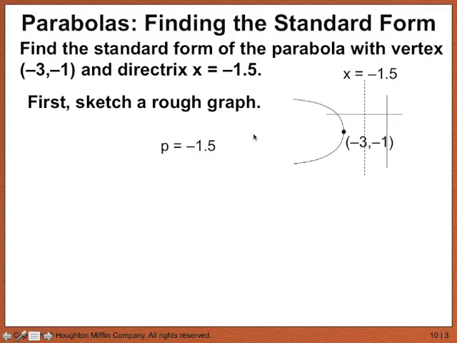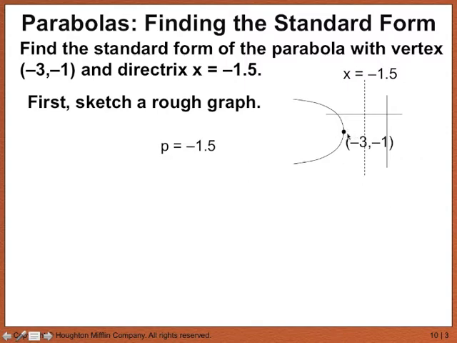We can calculate from this sketch the fact that p equals negative 1.5. Now how do we know that? Well, I know from the definition of a parabola that every point on the curve is equidistant from a directrix and a focus. Well, then this special point here is the vertex. And that point still fits the same criteria. That point, the vertex, is going to be equidistant from a directrix and a focus.